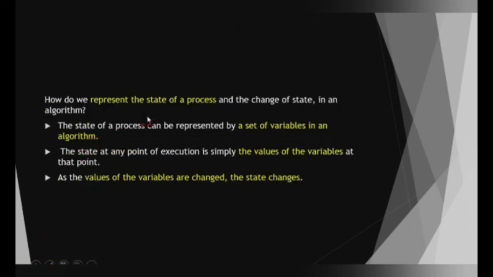So how do we represent the state of a process? Now you can see how to represent the state of a process and the change of state in an algorithm. The state of a process can be represented by a set of variables in an algorithm. So how can you specify the state? We can specify the state by using the set of variables. The state at any point of execution is simply the values of the variables at that point.